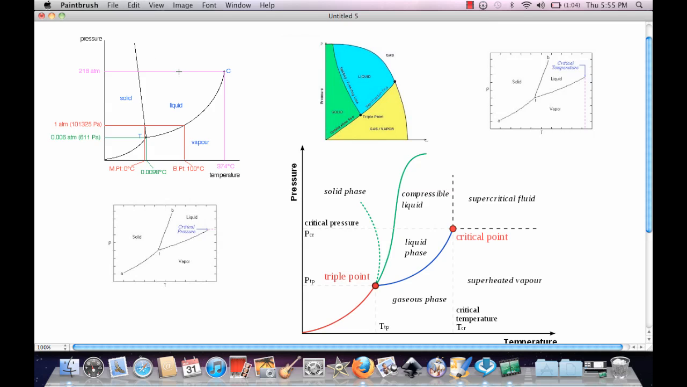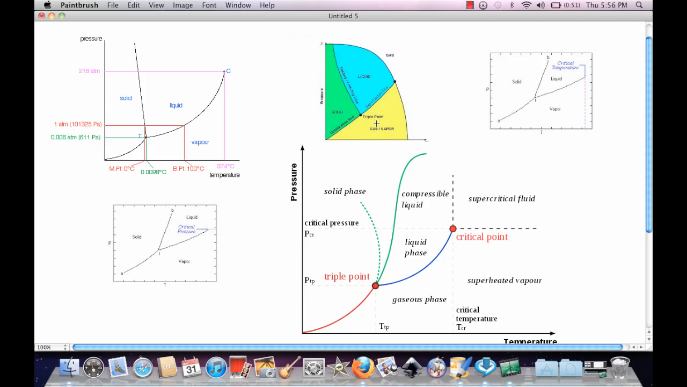So here is a phase diagram. You'll notice that at certain pressures and temperatures, there's going to be, I'll say this is maybe a solid. In this quadrant, it's going to be a solid. So at this temperature and at this pressure, it's going to be a solid.